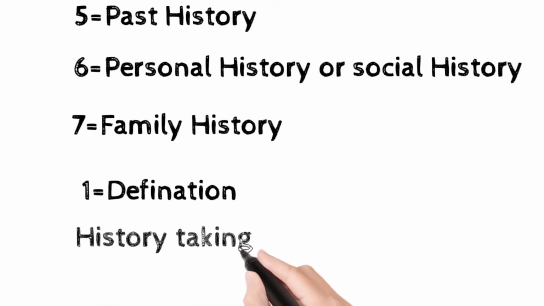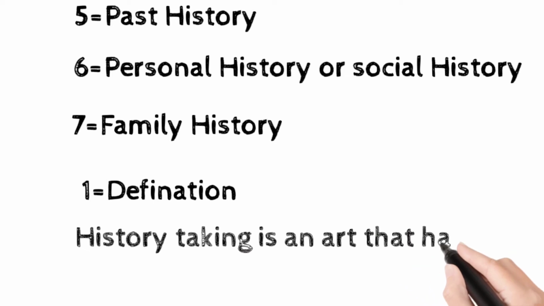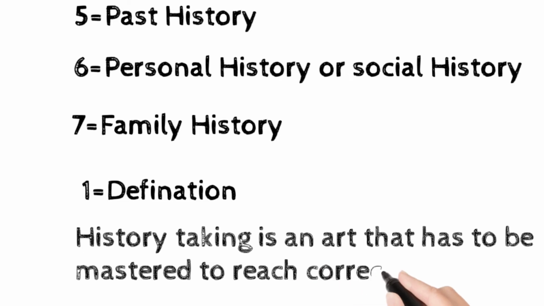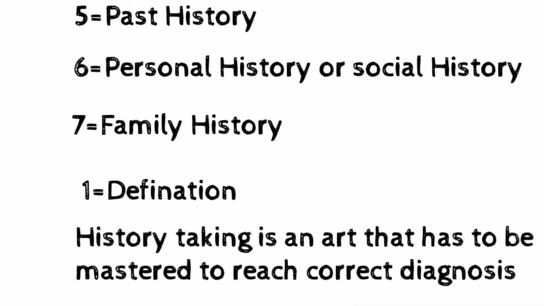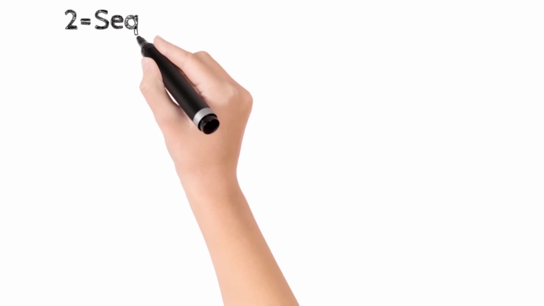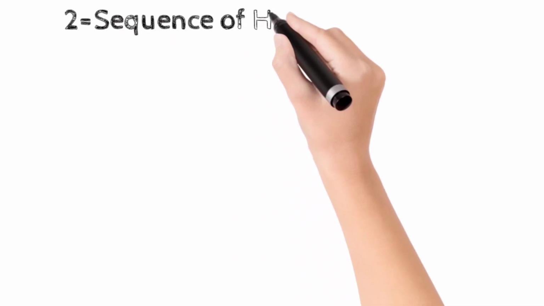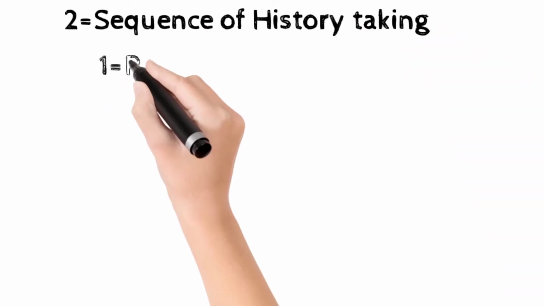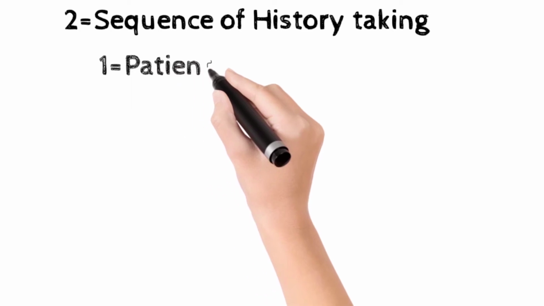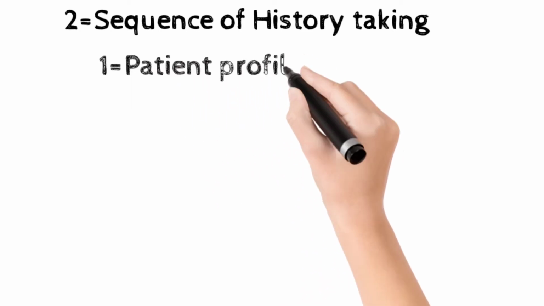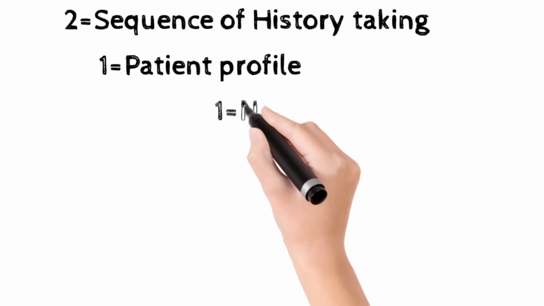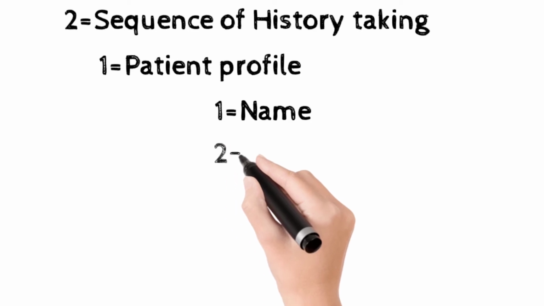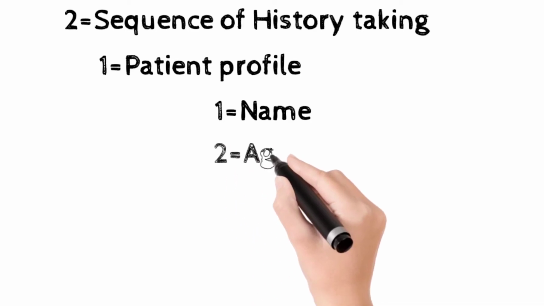Now first we start from the definition of history taking. What is history taking? History taking is an art that has to be mastered to reach a correct diagnosis. Now come to the sequence of history taking. Today is the first part of history taking, part 1. We will cover history taking in 4 to 5 videos, but in first part only, we will study the patient profile, the first heading of history taking, in detail. In the second video we will study the chief complaint in detail.